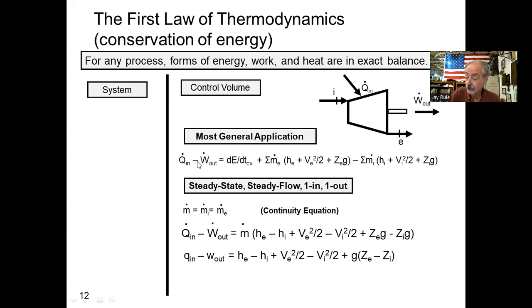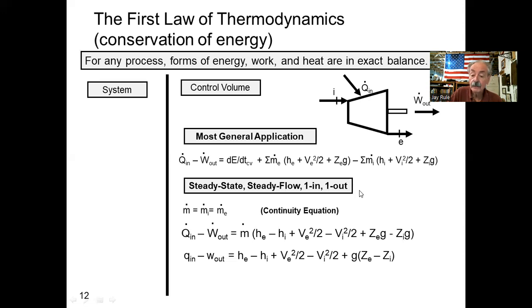The general statement of the first law says Q dot in minus W dot out, rates, equals the rate at which the control volume changes its contained energy, that's transient, plus the sum of the m dots leaving times h leaving, plus kinetic energy leaving, plus potential energy leaving, minus the sum of the m dot ins times enthalpy in, kinetic energy in, potential energy in. So very complex. I would be totally shocked if you had to use something like this in a test situation.